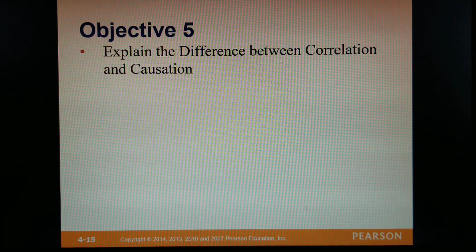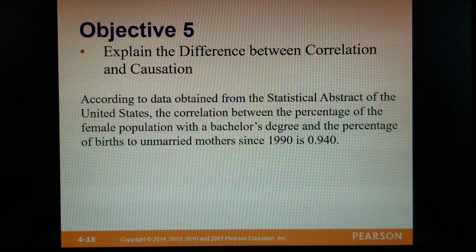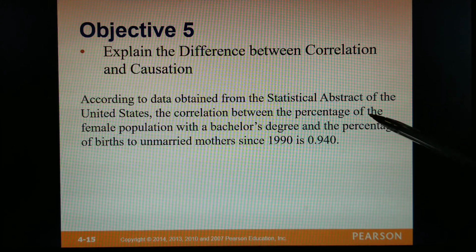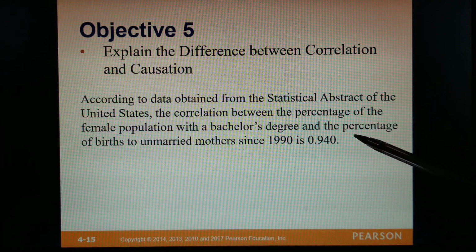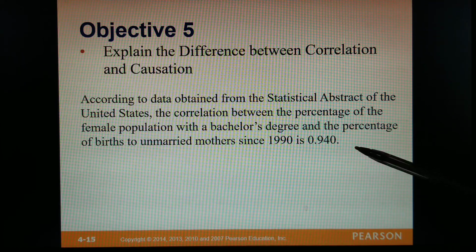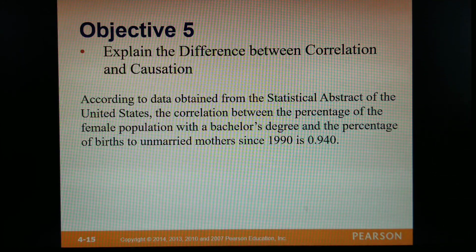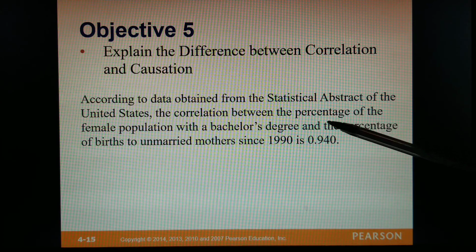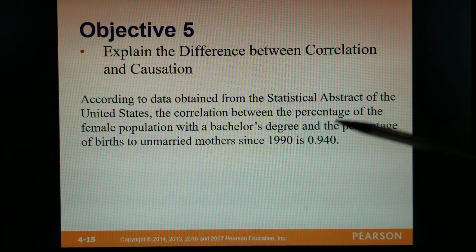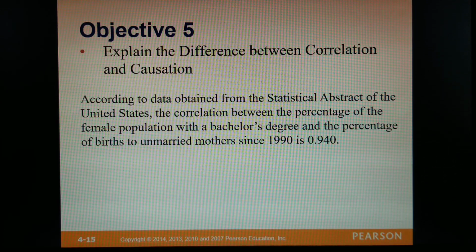All right, so the difference between correlation and causation. According to data obtained from the Statistical Abstract, the correlation between the percentage of the female population with a bachelor's degree and the percentage of births to unmarried mothers since 1990 is 0.940. Yeah, that's pretty close to 1. So there's definitely a linear relationship between the percentage of the female population with a bachelor's degree and the percentage of births to unmarried mothers.